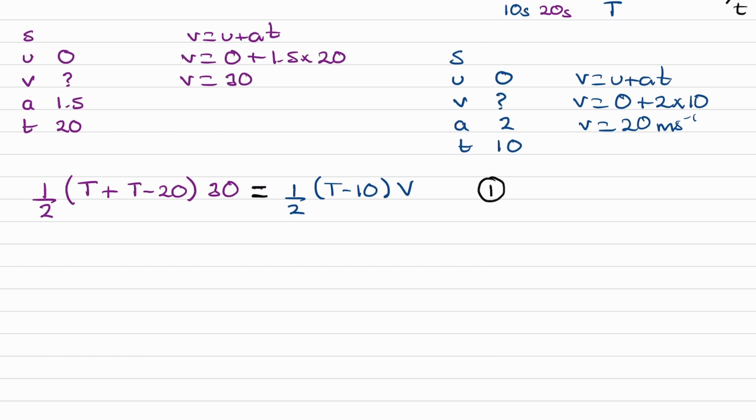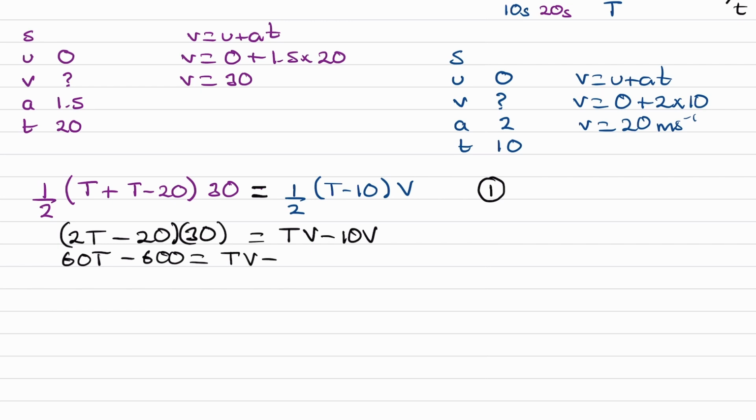Let's just simplify the equation first, and then we can think of what other equation we can get to solve simultaneously with this. So firstly, the two halves will just cancel out, because you have half on both sides. So this becomes (2t minus 20) times 30 is equal to, I'll expand out the right-hand side, tv minus 10v. We can expand out the left-hand side, 60t minus 600 is tv minus 10v. Okay, so this is equation 1.